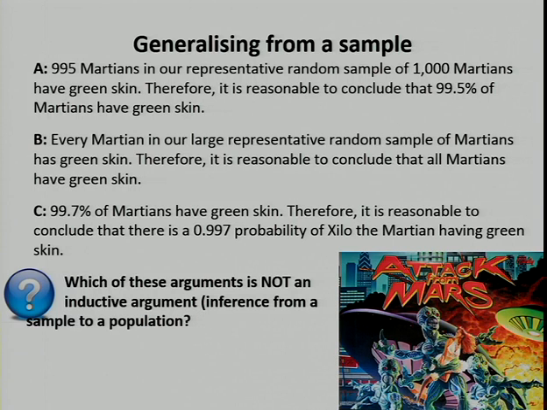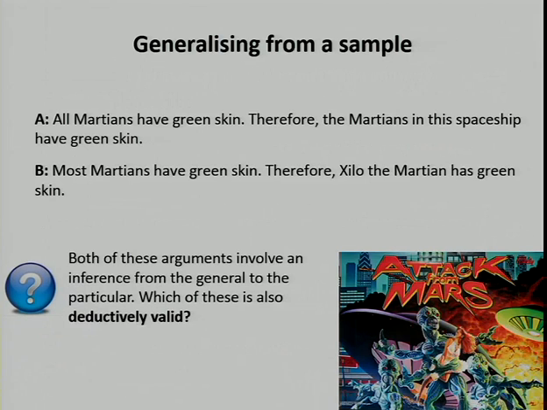Okay. And now you have two more. So these are both deductive in the sense that they're both moving from a group to a subgroup or to an individual, right? All Martians have green skin. Therefore, the Martians in this spaceship also have green skin, versus most Martians have green skin. So this particular one also has green skin, right? So they're both deductive in that sense.